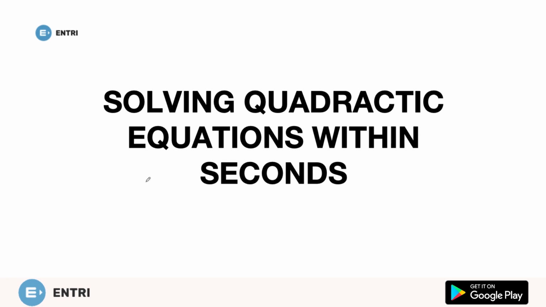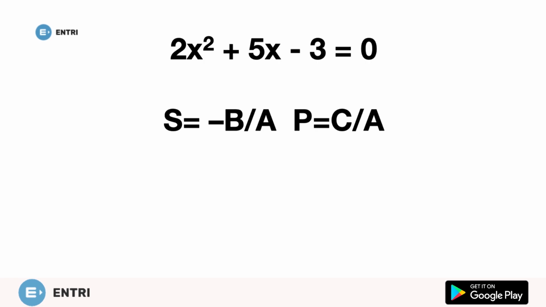Now we'll understand how to solve quadratic equations within seconds. See, those were the tricks where you can directly check the answer. Here I tell you how to solve the quadratic equations. So let's start with our first question. The first question is 2x square plus 5x minus 3 equals 0.